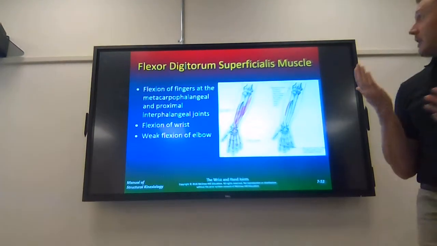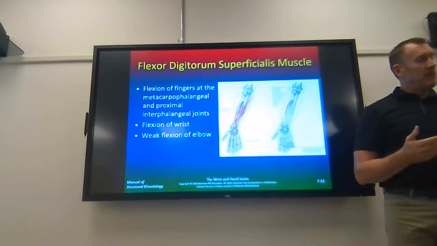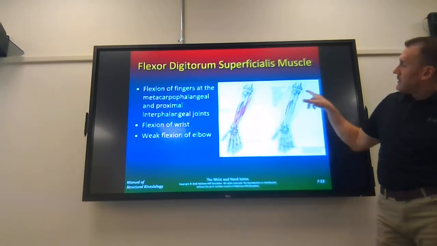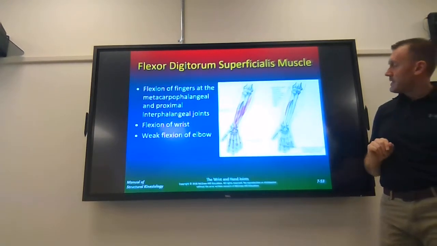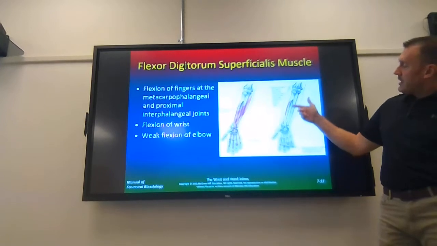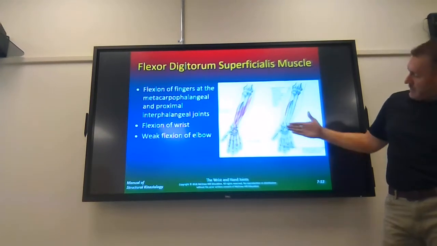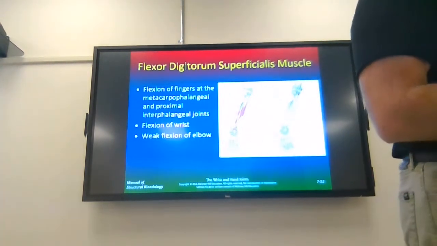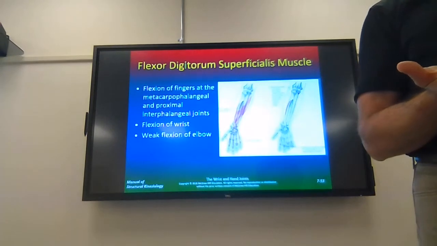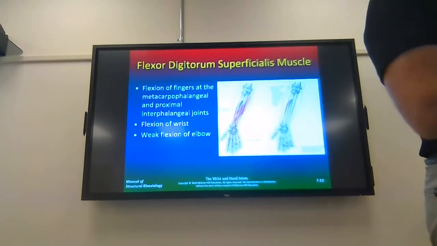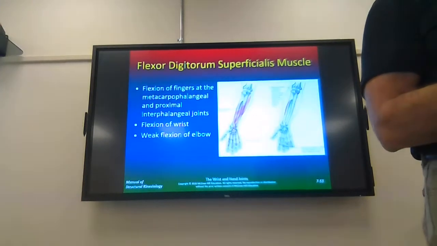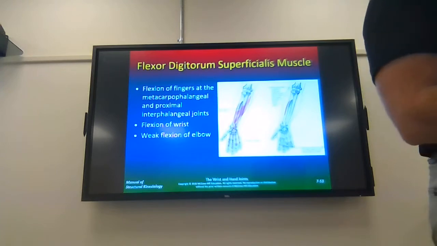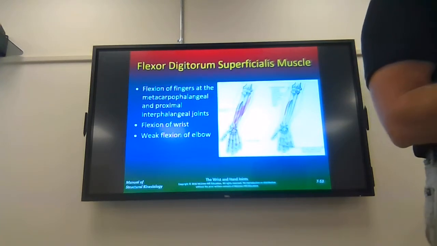So if we look at this muscle, as expected, it has its origin up here, medial epicondyle as well as just below the coronoid process there, and even a little bit on the shaft of the radius. But it goes all the way past the proximal interphalangeal joint. So we leave out that last interphalangeal joint; it is not affected by this muscle. So it would flex all the way to right there with the proximal interphalangeal joints.